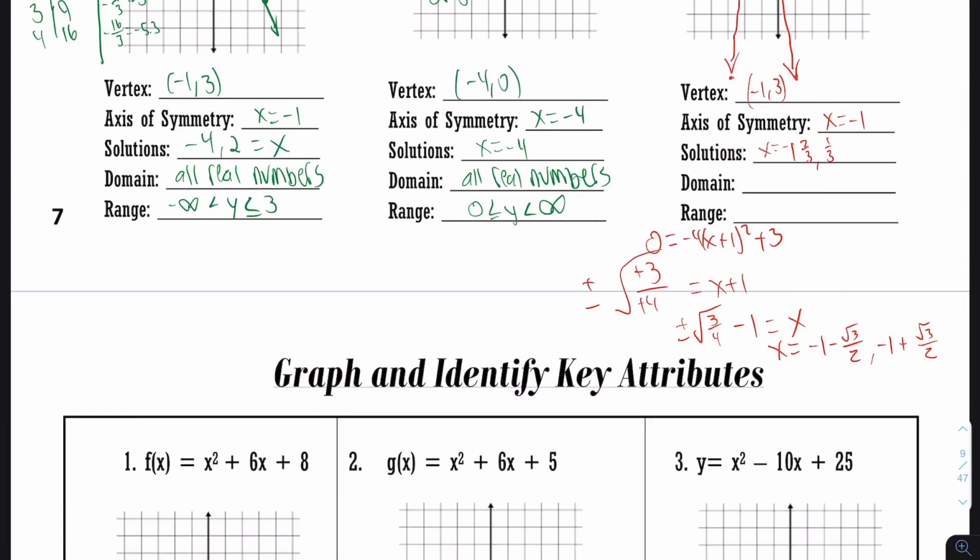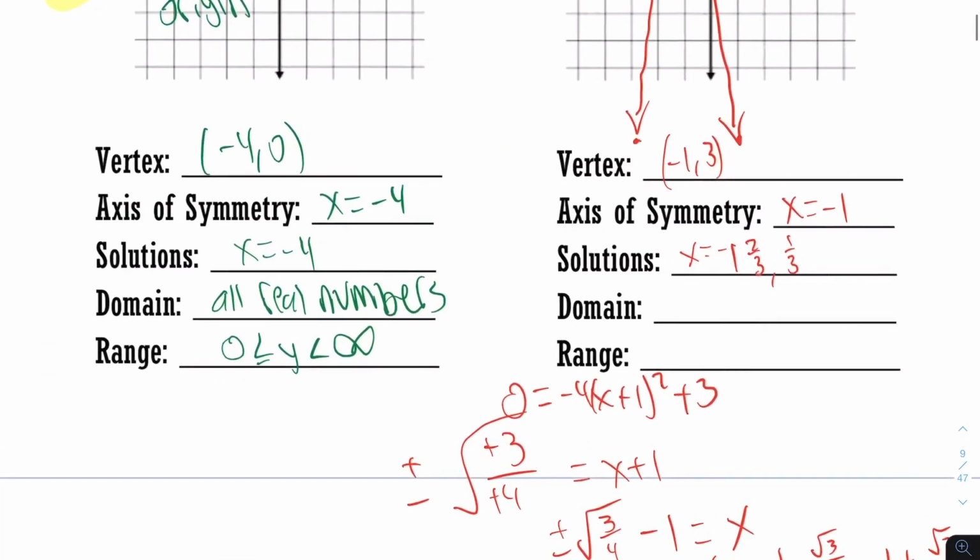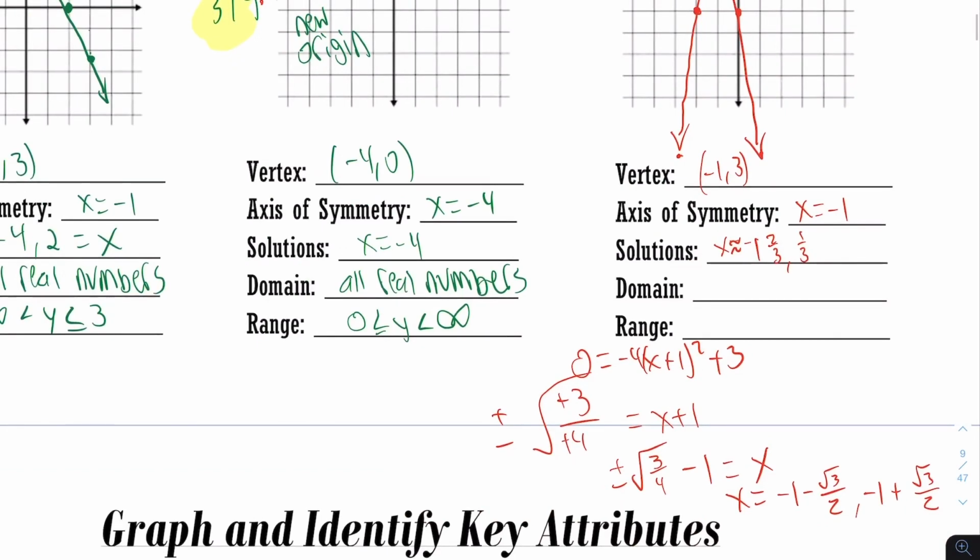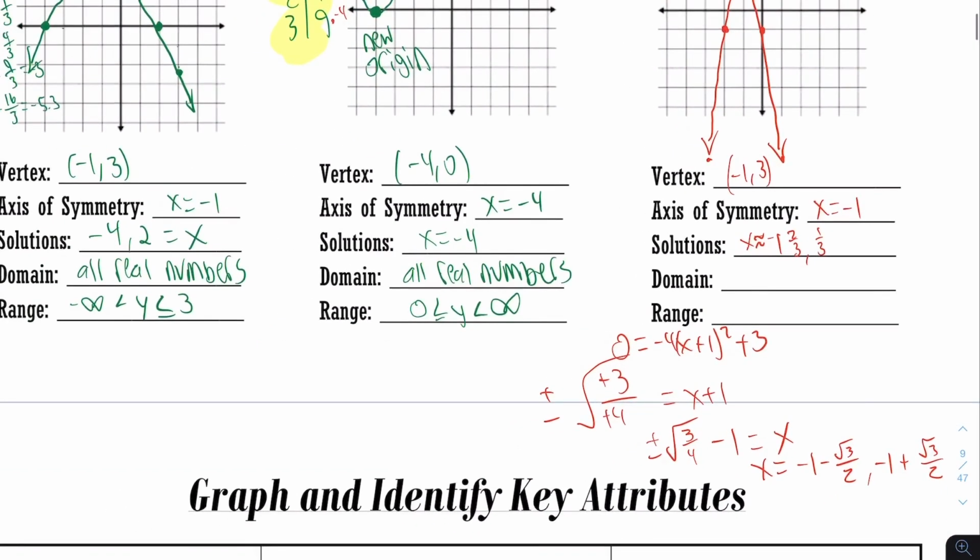I don't know what those exact answers are. Square root of 3 is like 1.7 or something, so 1.7 divided by 2. It's pretty close to what I put up here for the solutions. So I'll just change this to about. But you already know how to find those solutions. You've done it on several worksheets already.